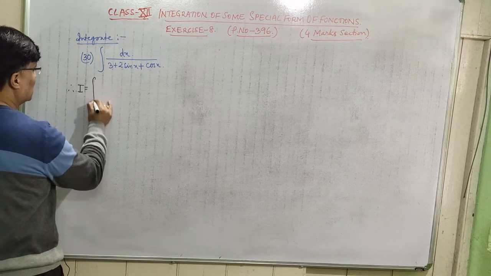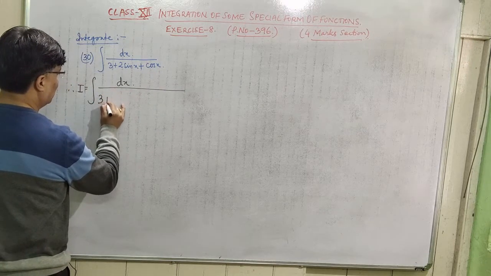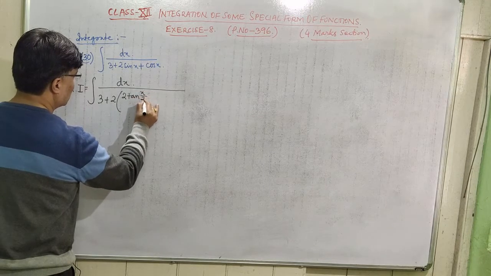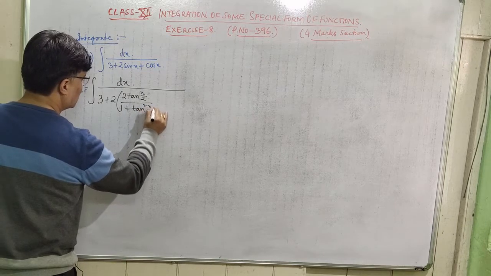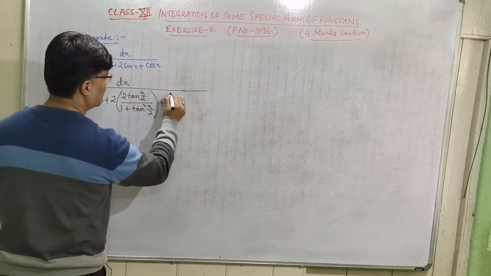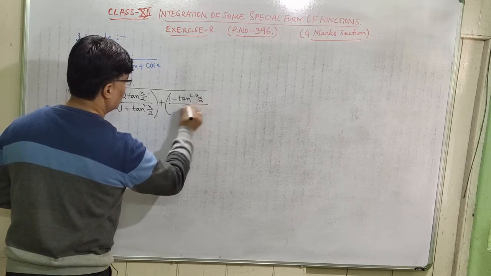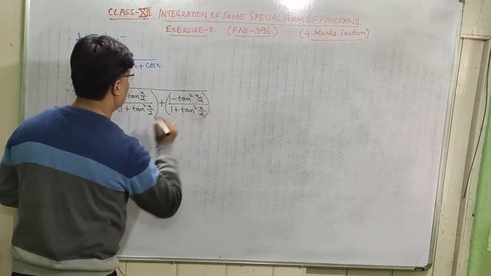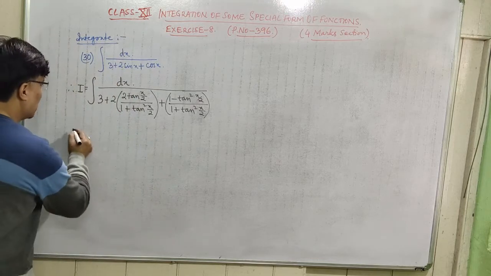So I is equal to integration of dx divided by 3 plus 2 into within bracket, this is 2 tan x by 2 divided by 1 plus tan square x by 2, plus. So what is the formula for cos x? It is 1 minus tan square x by 2 divided by 1 plus tan square x by 2. So I think you have understood it. So let us take the LCM now.